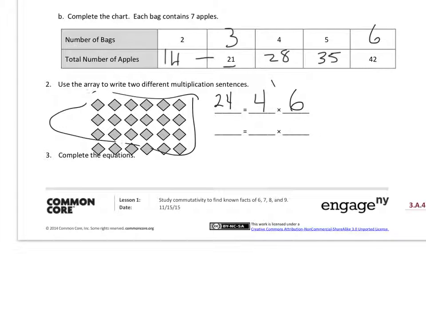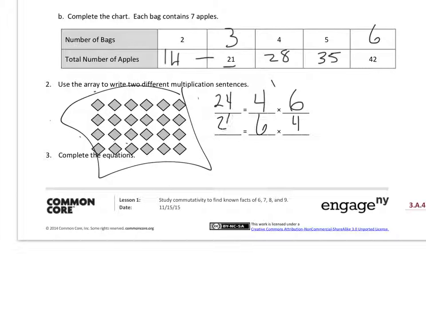Erase that one real quick. So you can also do the same problem as if it were standing up. And that would be by counting, let's count this way. 1, 2, 3, 4, 5, 6. So this is going to give us 6, and we know that the other number is 4, and it still is 24 total objects. Okay, that's what we're doing on number 2.